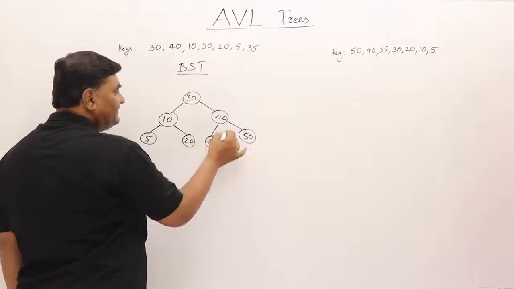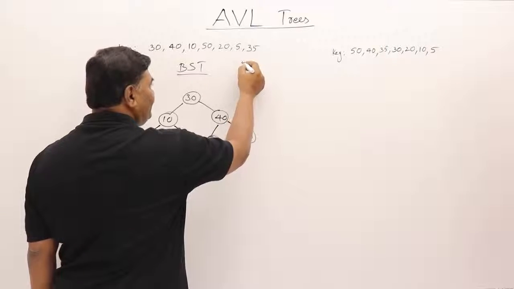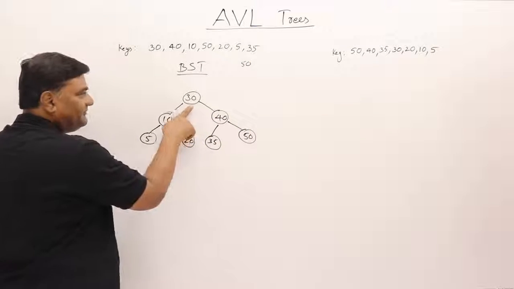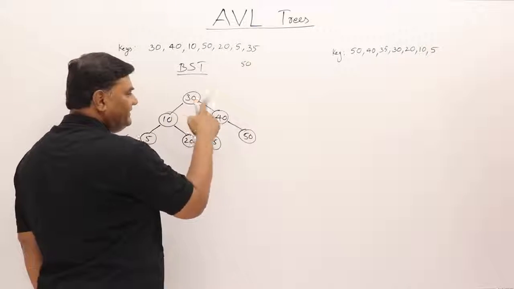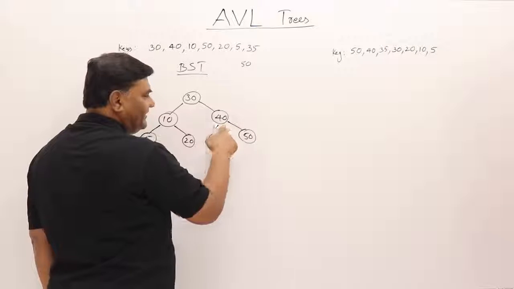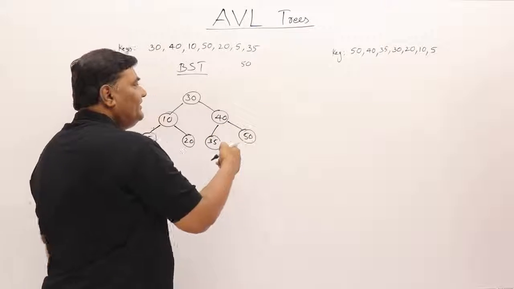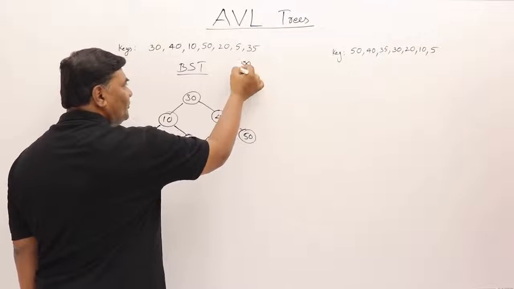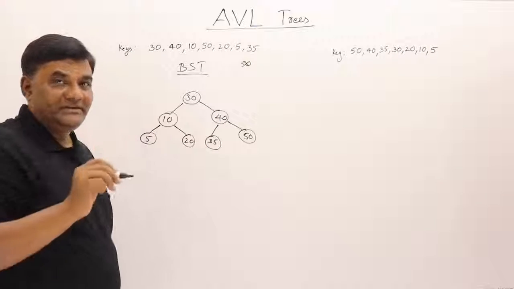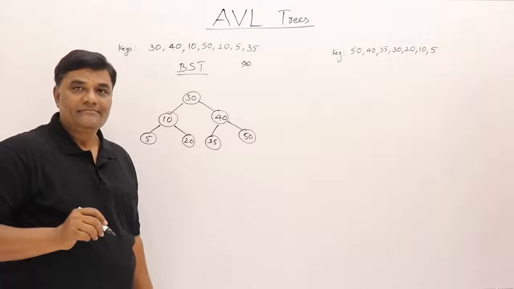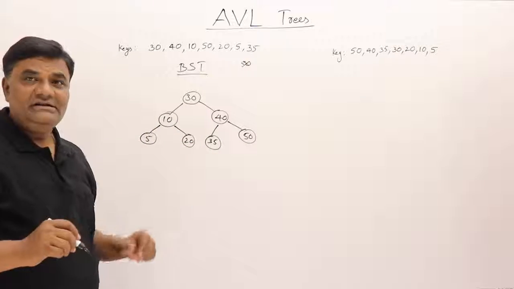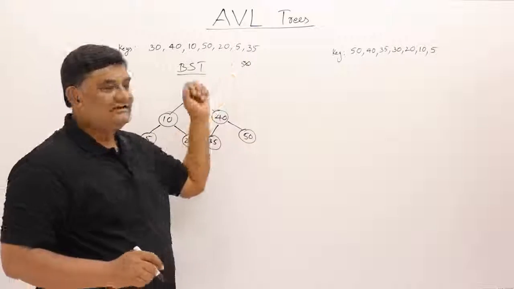See, suppose I am inserting 50 again, then start from here. 50 is greater than 30, 50 is greater than 40, 50 is already present here, so don't insert it. So we don't insert duplicates in a binary search tree. Now this is the binary search tree I got based on these key elements.